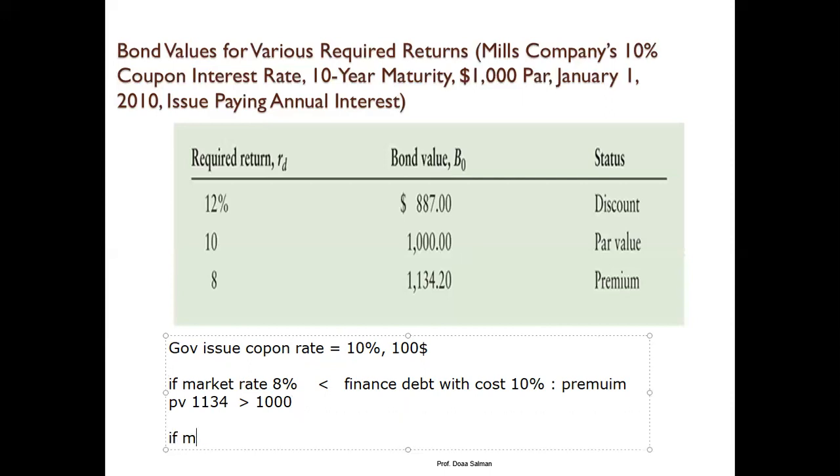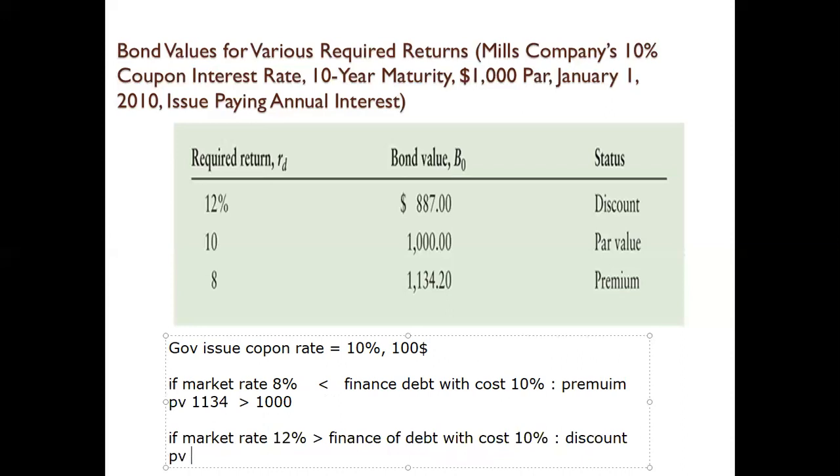And vice versa. If the market rate becomes 12%, and I agreed to finance my debt with a cost of 10%, this is great because it is called a discount. What do I mean? That I finance it at a lower cost. And you will see here that the present value will be 887, which is less than the 1,000. So I finance it with the cheaper rate.